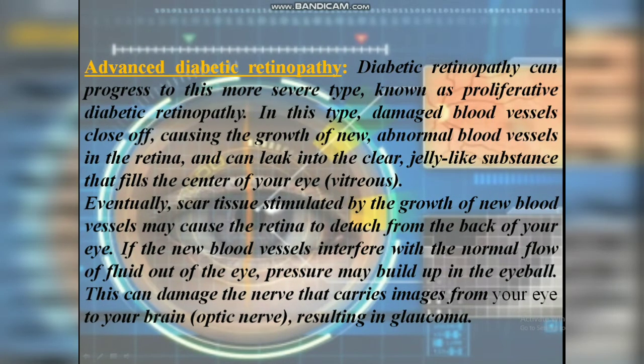Next type, advanced diabetic retinopathy. It is similar to proliferative diabetic retinopathy. In this type, damaged blood vessels close off, causing the growth of new abnormal blood vessels in the retina, which can leak into the clear, jelly-like substance that fills the center of the eye.